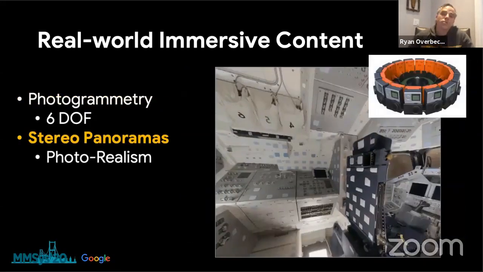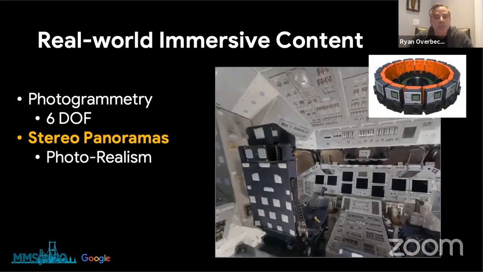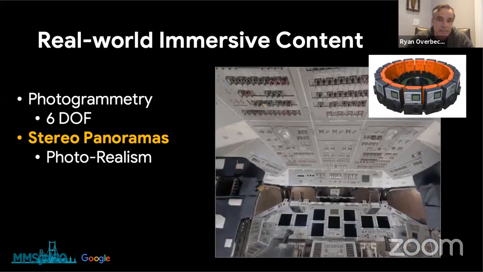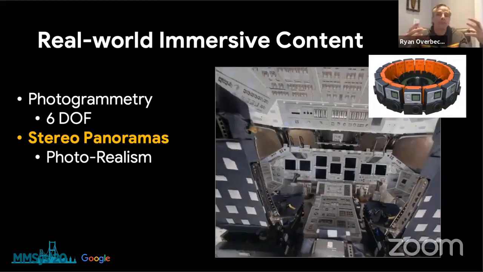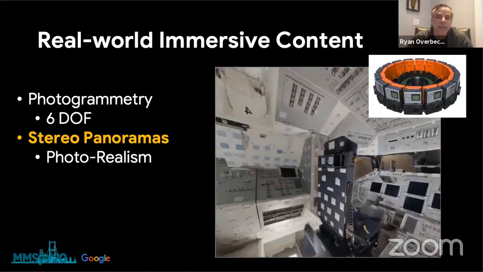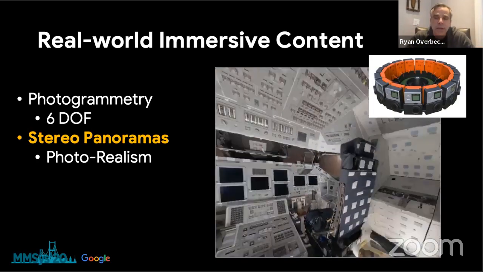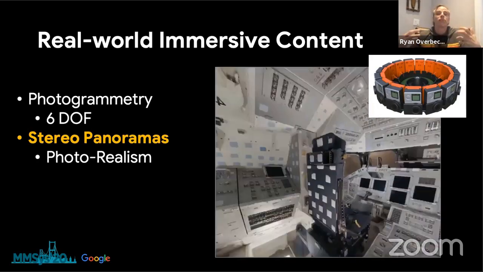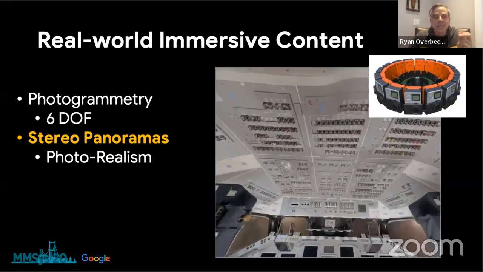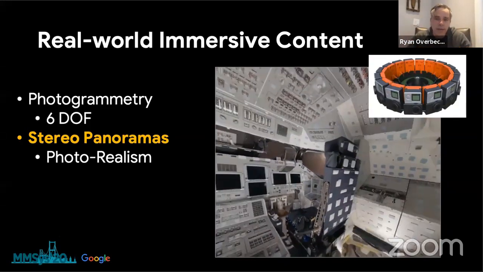Now, another approach is stereo panoramas, which are used in Google's Jump VR and VR 180 programs, and also Facebook's Surround 360. These tend to use special camera arrays too, like this GoPro Odyssey in the upper right here that has 16 GoPro action cameras in a ring. So stereo panoramas are more photorealistic than photogrammetry, but you're limited to a single viewpoint, so all you can do is rotate your view and look around that way.